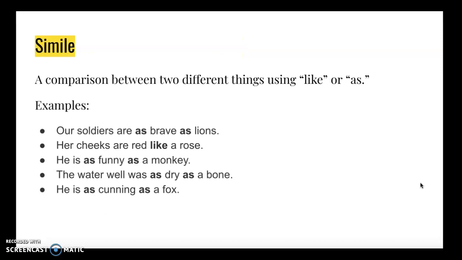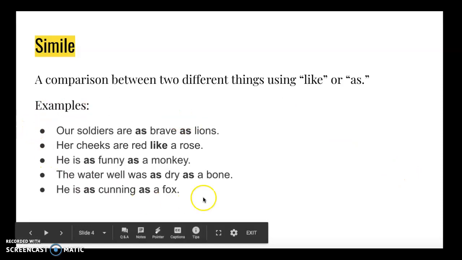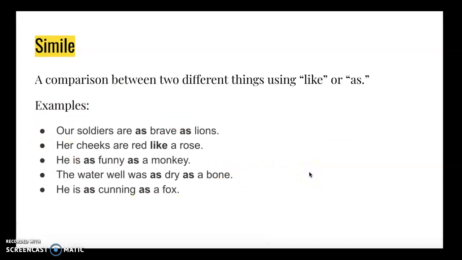The first one would be similes. A simile is a comparison between two different things using like or as. So let's look down below at these examples right here, okay? Our soldiers are as brave as lions. So you got your comparisons here. As brave as lions. So here it's saying that the soldiers are being compared to the bravery of the lions, okay? So you get that comparison there.